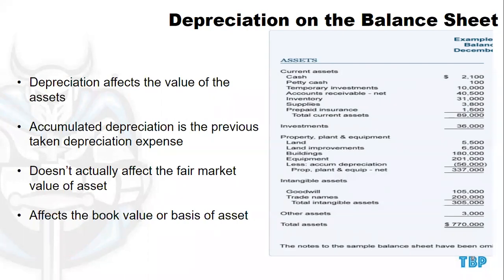And that's something that can cause a little bit of confusion when it comes to depreciation. Just because you're taking the depreciation expense, it doesn't necessarily affect the fair market value of that asset. You could still turn around and sell that building for more than you had in it. What we're affecting is the basis of the asset or the book value. And that's important for your balance sheet and your tax planning. But that's how depreciation looks on a balance sheet.